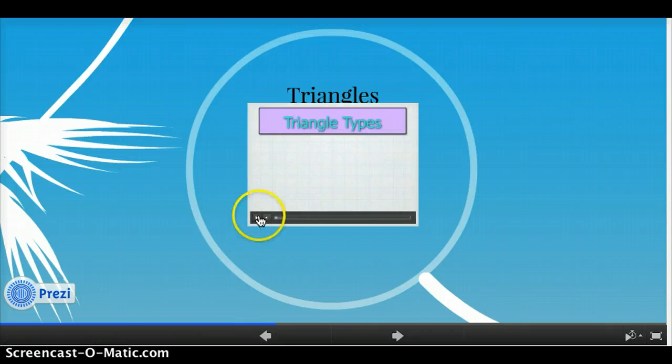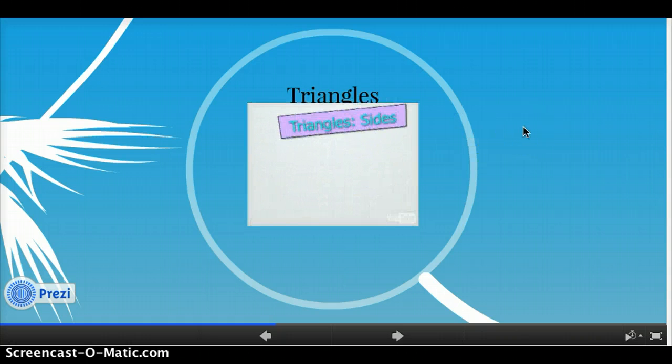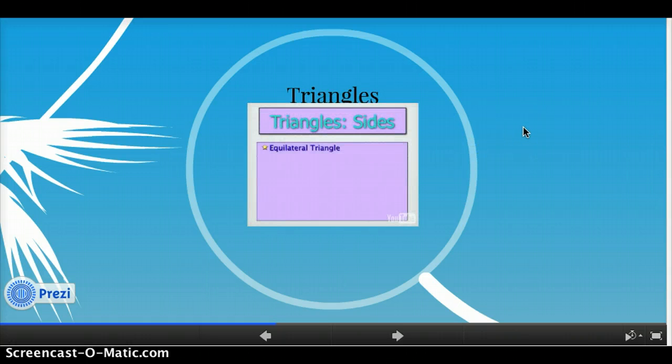All right, so let's look at the types of triangles. So you have an equilateral triangle, isosceles triangle, and your scalene triangle. Remember, these are when you're looking at the triangles based on its edges. So first we have the equilateral triangle, then the isosceles triangle, and your scalene triangle.